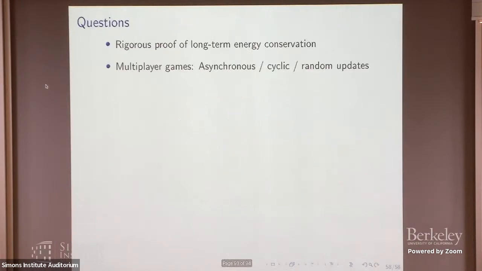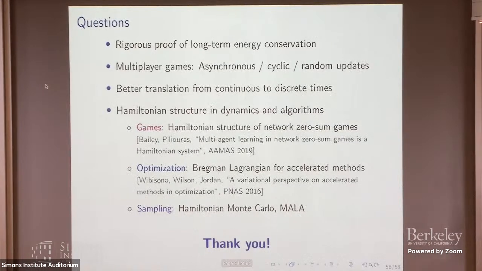In general, I think there are many interesting questions here. One that we are trying to finish now is to prove for what class of functions we can really say this long-term conservation. But so far, everything is really only about two-player min-max games with bilinear payoff. We can look at multiplayer games, where your updates can become asynchronous, or you may have SGD-style updates, or cyclic updates and so on. And we can understand the different behavior you can get there.